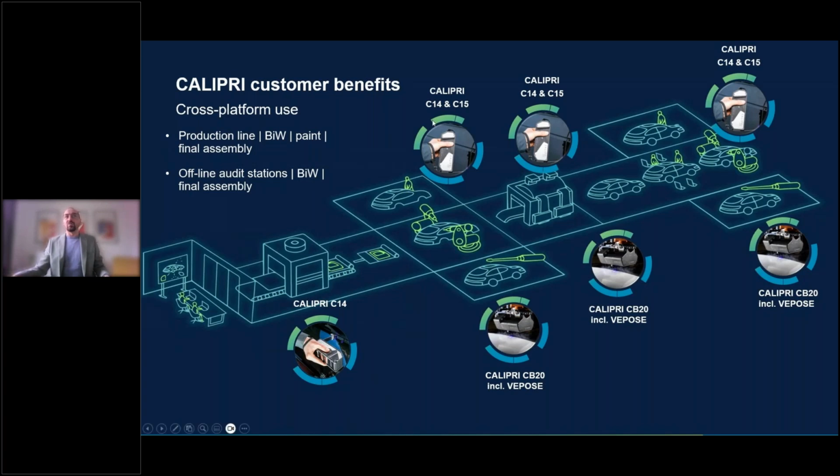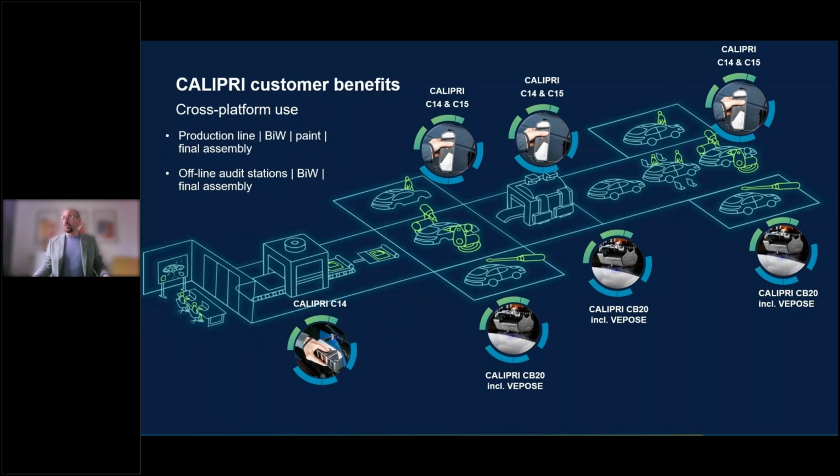We can also use CALIPRI C14 and C15 solutions in the body and white, in the paint shop again, and in final assembly. Everywhere we can use our applications, handheld as well as automated solutions. And this is very unique on the market. So it's a great benefit for you as an OEM to use CALIPRI because it's correlation free. We use the same measurement strategies and the same measurement plans over all of our platform.